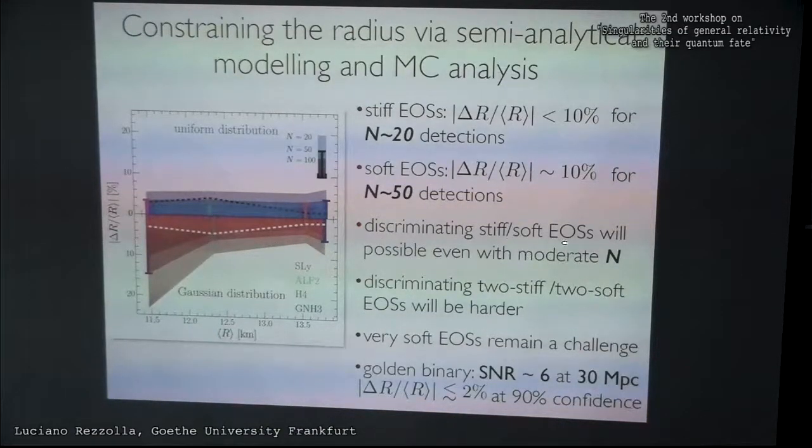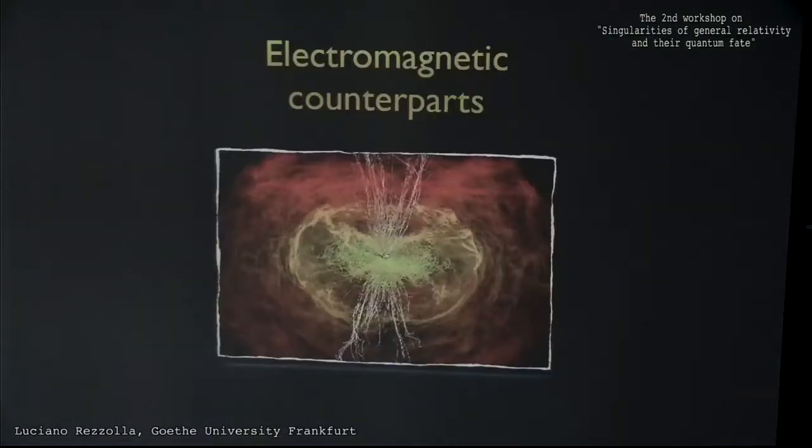It's not going to be too difficult to discriminate between stiff and soft, even with 10 or so detections. In principle, if we have a golden binary, with a signal to noise ratio of 6, at an expected distance of order 30 megaparsec, which is extremely close, then even a single binary will give us delta R over R at less than 2% at 90% confidence level. So this closes my discussion about how you can learn about the equation of state from the gravitational waveform.